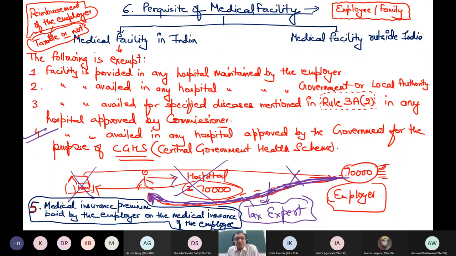And the last point is any medical insurance premium paid by the employer for the medical insurance of the employee. The benefits in all these 5 situations are 100% tax free. Next point. Now, what do you mean by family? What is the meaning of family for the purpose of medical perquisite?